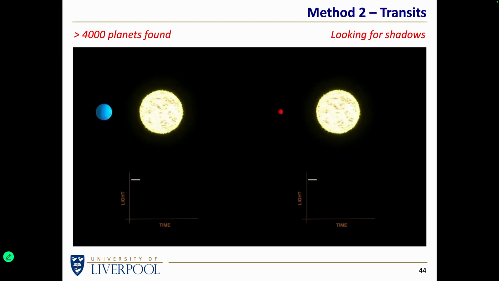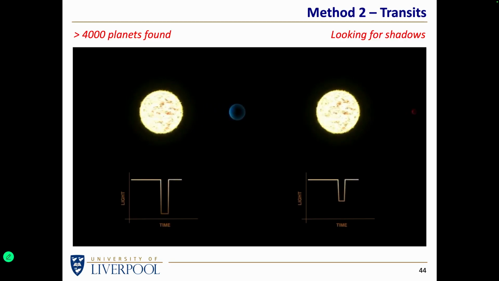If we have a big planet and a small planet, as seen by these two cartoons, a big planet will block more light, and so the dip will be deeper, as we see on the left-hand side, compared to the smaller dip on the right-hand side. So by measuring by how much the light dips as the planet moves in front of the star, we can get a measure of how big the planet is. How big in terms of its size, not in terms of its mass.